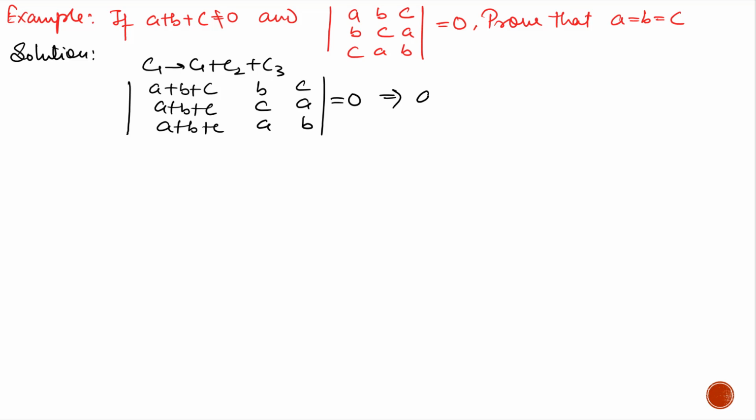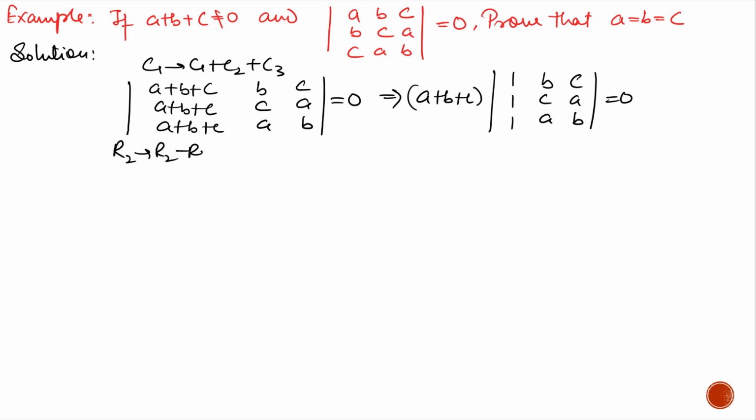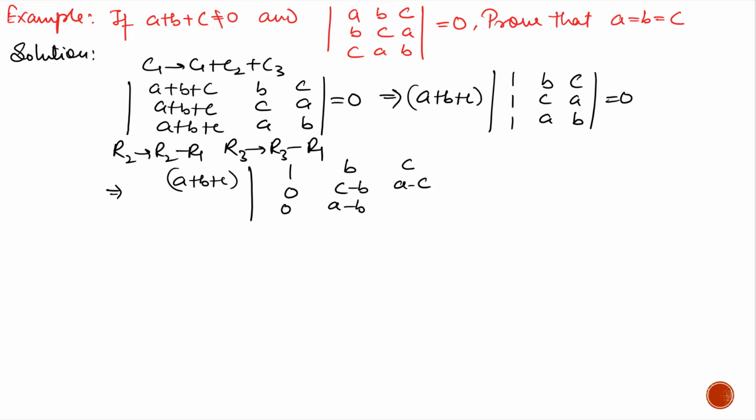And now we take a plus b plus c common from the first column and we will get 1, 1, 1, and the second and third columns remain the same. Whenever we have triple 1, we always make 1, 0, 0 using the operations R2 replaced by R2 minus R1 and R3 replaced by R3 minus R1, and we will get a plus b plus c common. The first row remains the same. In the second row we will get 0, c minus b, a minus c. Third row 0, a minus b and b minus c, which equals 0.